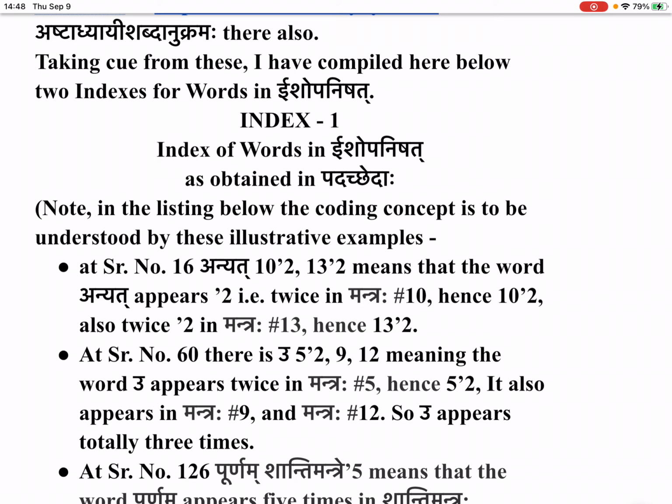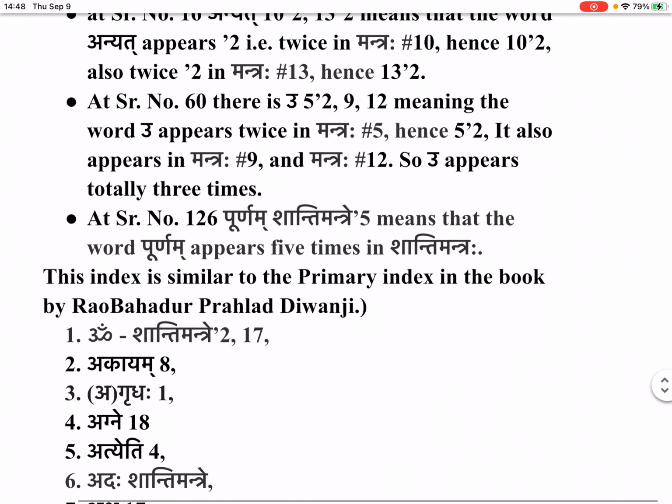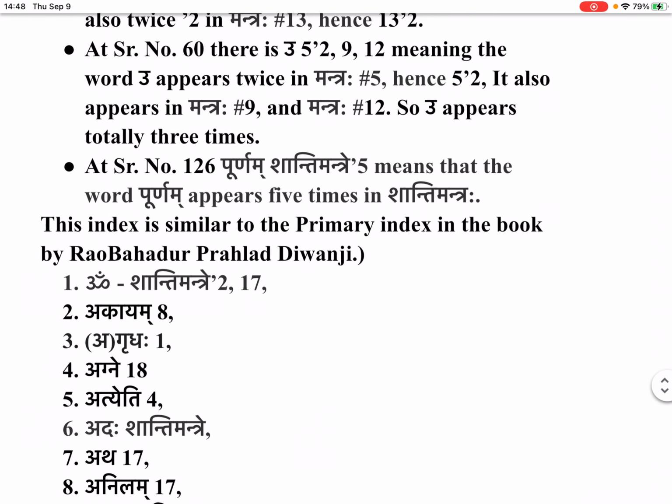It also appears in mantra number 9 and mantra number 12. So U appears totally 3 times. At serial number 126, Purnam, Shanti Mantre'5 means that the word Purnam appears 5 times in Shanti Mantra itself. This index is similar to the primary index in the book on Gita by Rao Bahadur Prahlad Diwanji.